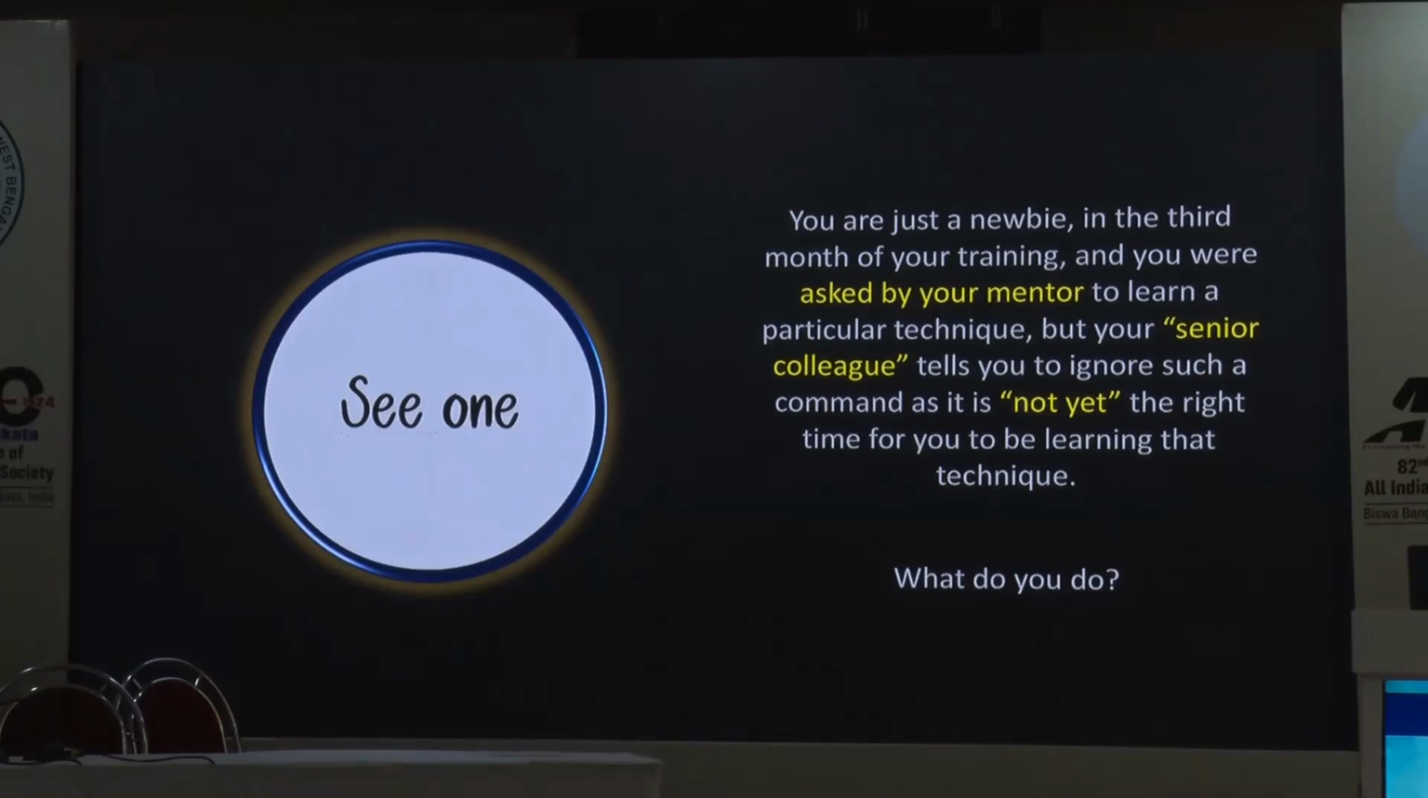Building on that idea, you can ask the senior colleague, okay, what should I do to start on that pathway? What should I do first? Or what techniques should I learn before that can lead me to learn this specific thing that my mentor has advised me to do right now? So probably try to build this relationship with the senior colleague.